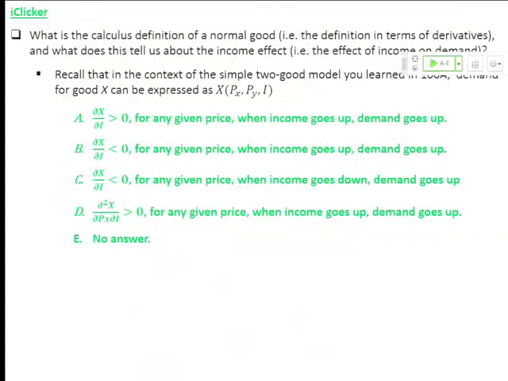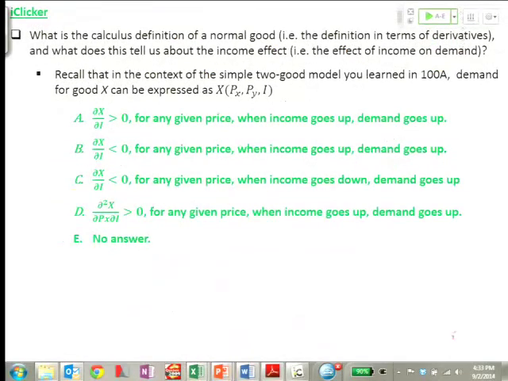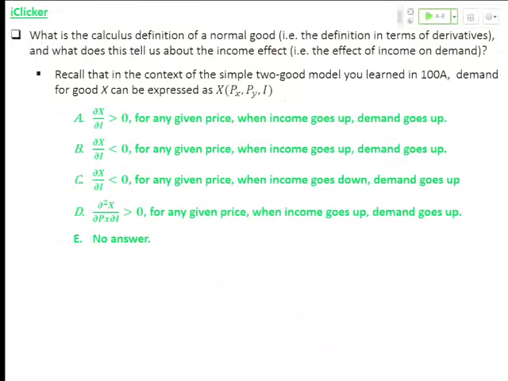Okay, we've seen that. So one of the things we have to do when we're trying to challenge the standard model is make sure that we can rule out all possible explanations that the standard model might offer. So to tee that up, let me ask you this clicker question. What is the calculus definition of a normal good? I.e. the definition in terms of derivatives.